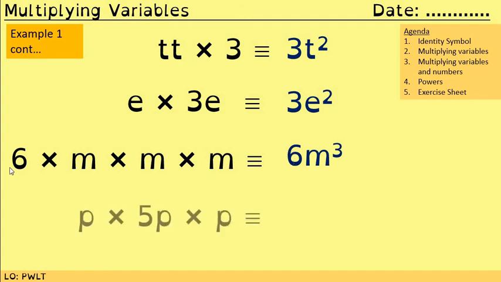And our last example, we have p multiplied by 5p multiplied by p. Step 1, remove multiplication symbols. Step 2, number first. So that 5 needs to be brought to the front. Step 3, letters in alphabetical order. Well, that doesn't apply to this question because we have 3 of the same letter. But we need to show that with our indices, with our powers, squareds or cubes. And if we had 4, we would have to the power of 4. But this one is going to be 5p cubed.